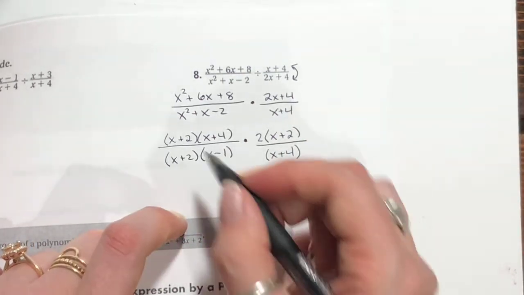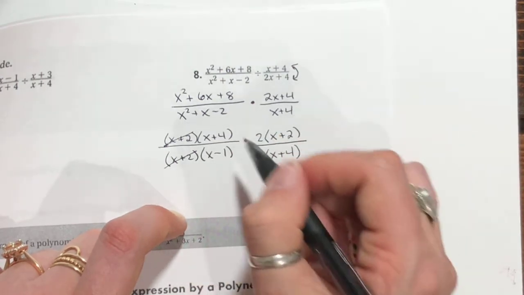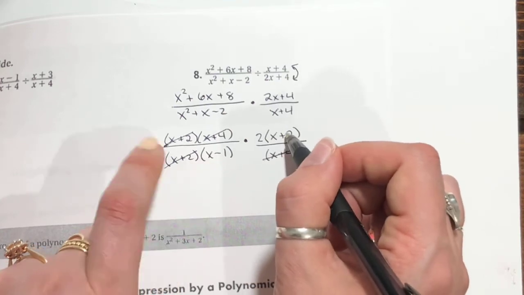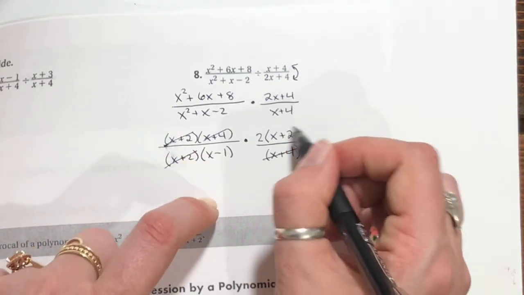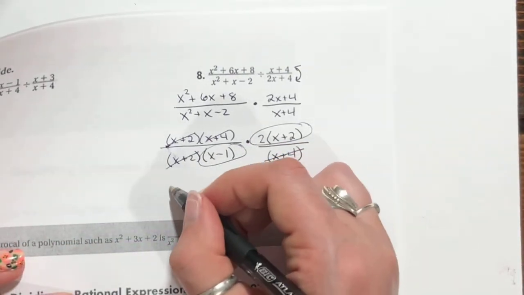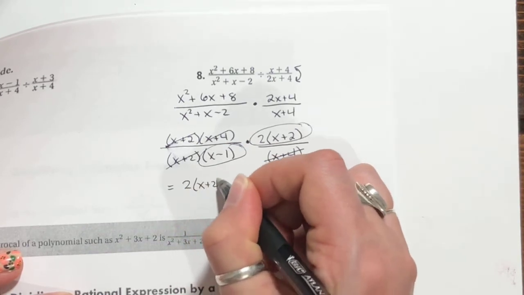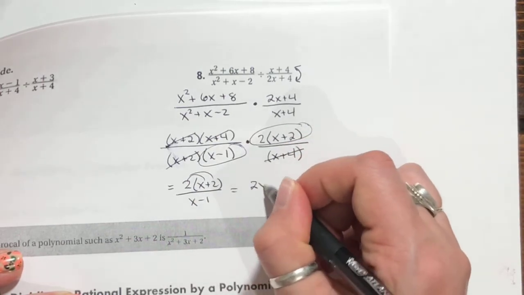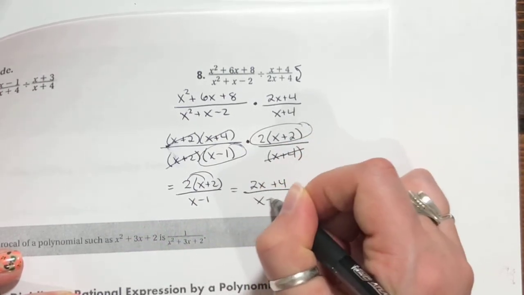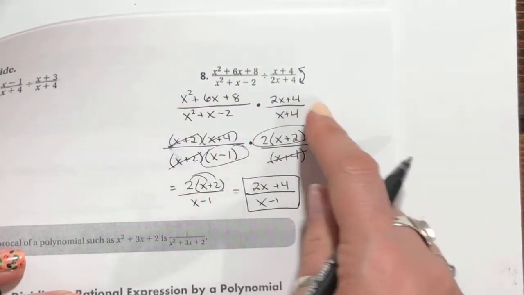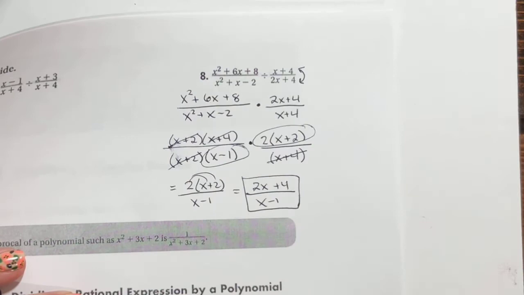So we have a lot that cancels on this one. This x plus 2 cancels here. This x plus 4 cancels here. We have an x minus 1, and this x plus 2, we can't cancel because it's already been used, so we just have to keep it. So this is our answer. We have 2 times x plus 2 over x minus 1, and you could distribute that 2 through and give your answer as 2x plus 4 over x minus 1. And that would be it. That is how you do divisions. You just rewrite them into a multiplication problem by doing keep, switch, flip.